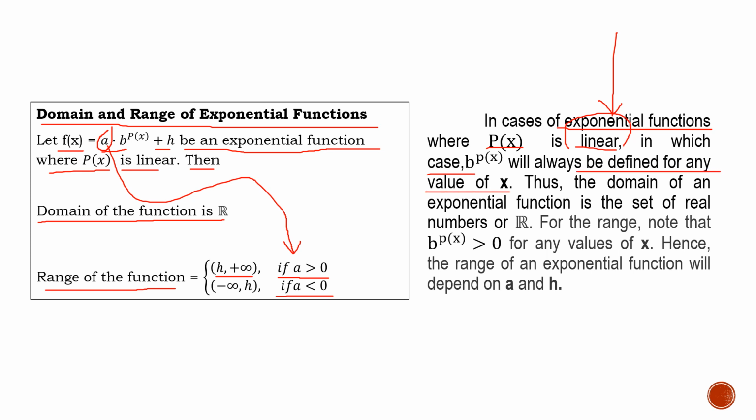Yes, it is, no? Thus, the domain of an exponential function is the set of real numbers R. For the range, note that b raised to p of x is greater than 0 for any values of x. So you need to check, no? If we put values of x into p of x, then the value of b raised to p of x should be greater than 0. There is no such thing as a negative value for this one, no? So you need to check first.